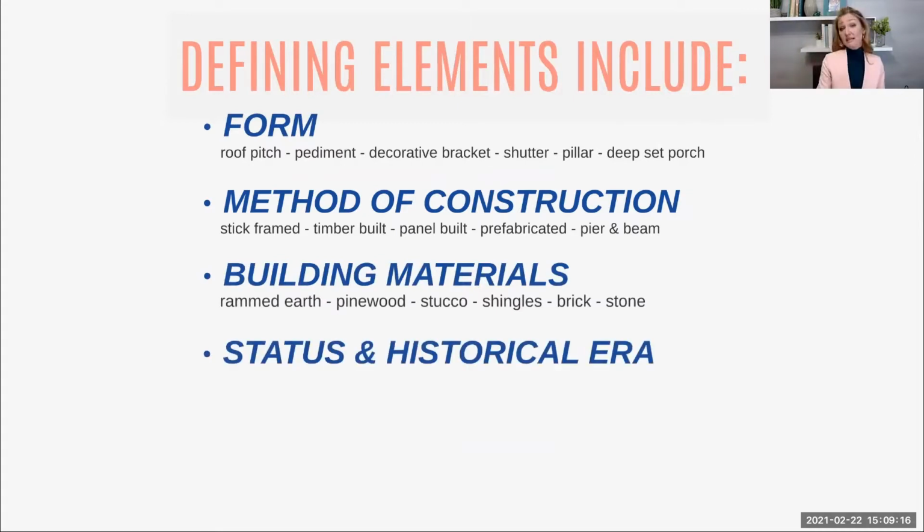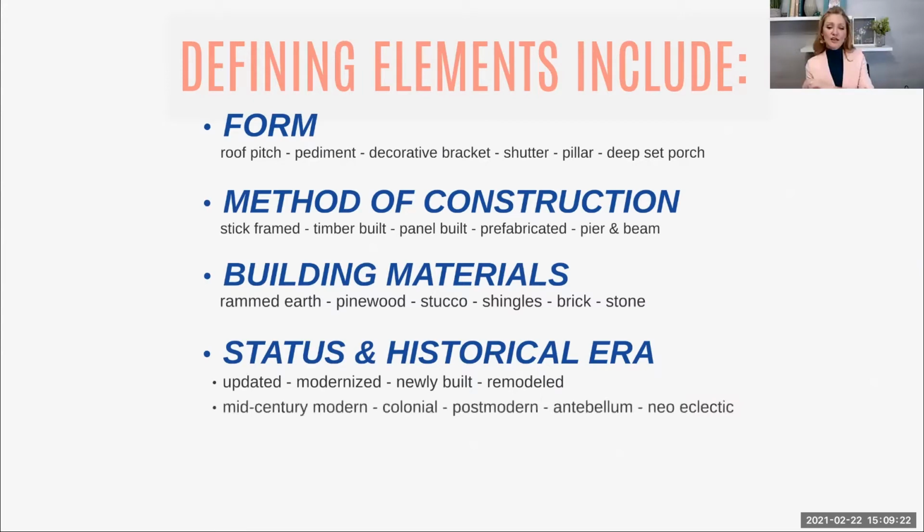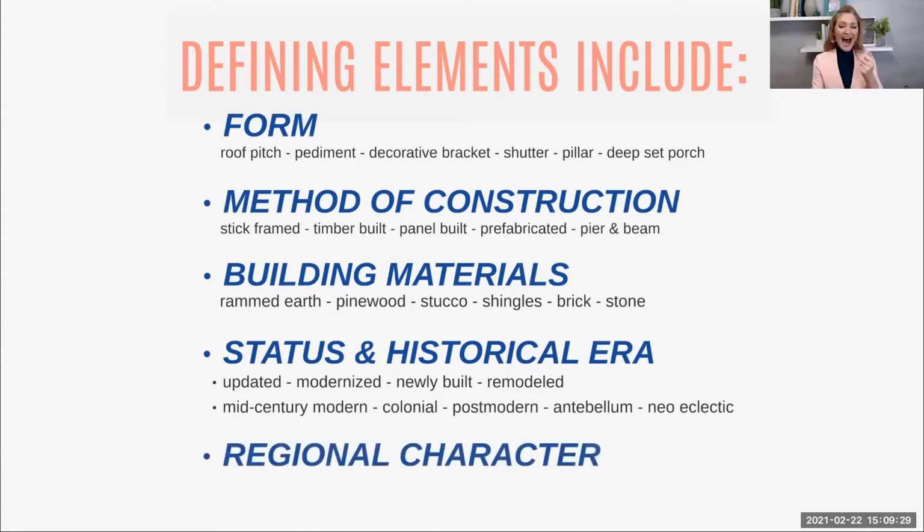We can also talk about the status and historical era, right? Like it's updated or modernized, newly built. What is that status? And then talk about the historical era: mid-century modern, colonial, postmodern, antebellum, neo-eclectic. There's so many. And then we can always mention the regional character, right? It's Southwest, it's Midwest, it's coastal, it's provincial, and it's country, right? These are different ways that we can begin to better define what we're looking at when we're talking about architecture.